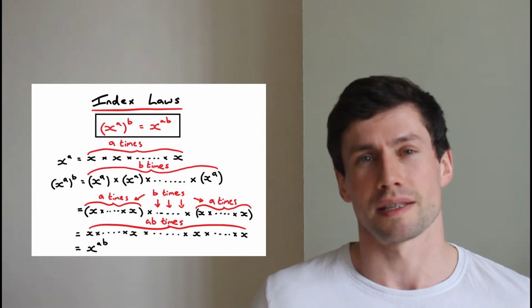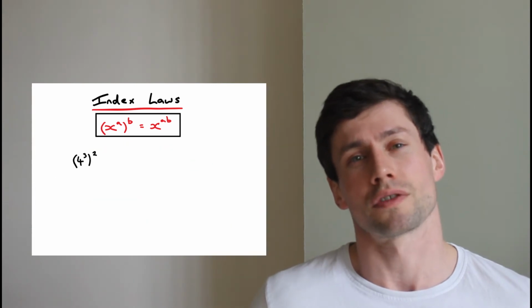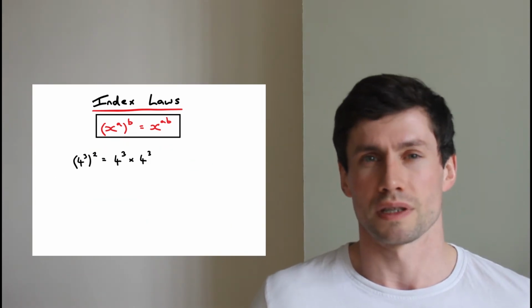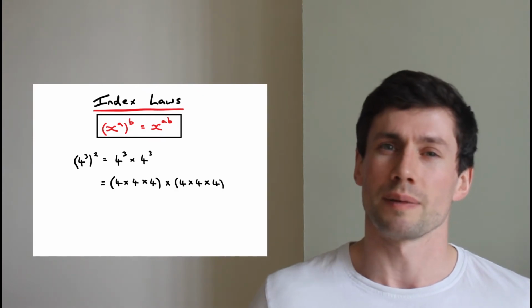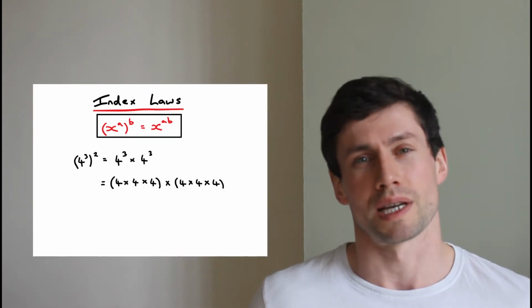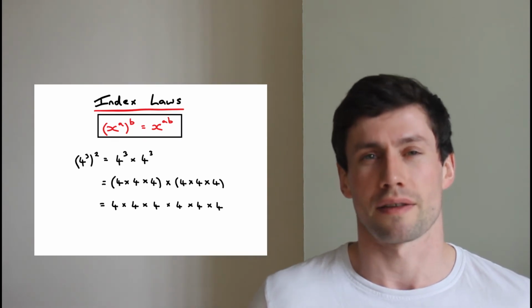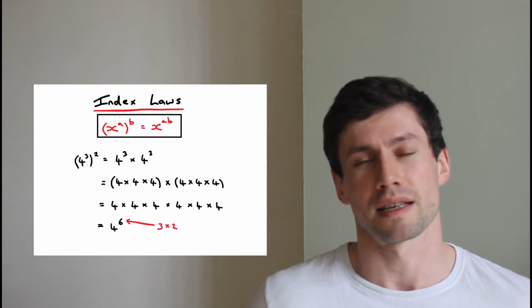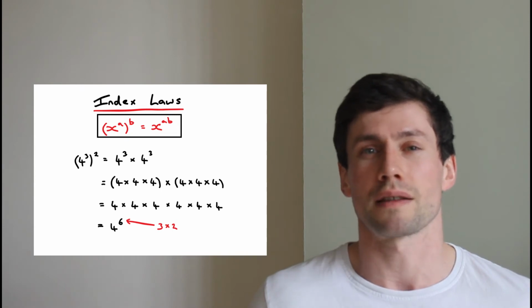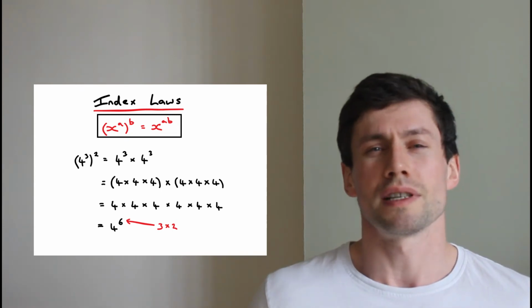An example of this would be 4 cubed squared. This is 4 cubed times 4 cubed, which is 4 times 4 times 4 times 4 times 4 times 4. Here we have 6 4's multiplying together, and this is 4 to the power of 6, and the 6 comes from multiplying the 3 and the 2. The next rule is a strange one.